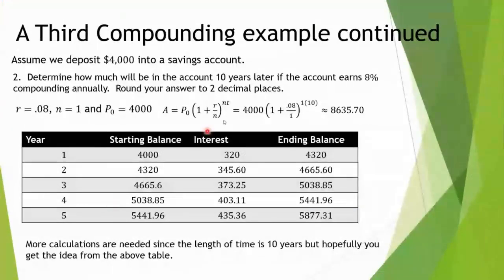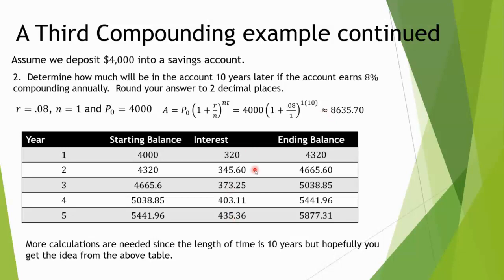But now we're going to suppose it compounds annually, as you can see. So the formula we're going to have to use is a little bit different. Here we have R is 0.08, N is 1, because it's being compounded annually. That means once a year. Our P sub 0 is the same. The formula is different, as you can see. And when you do the calculation, you get this.